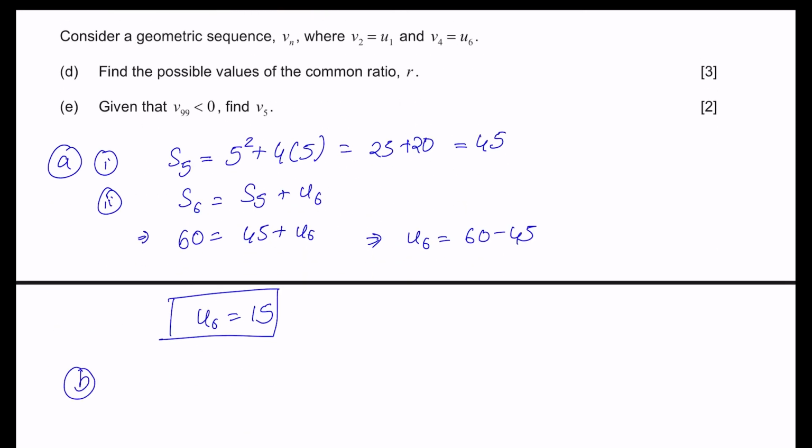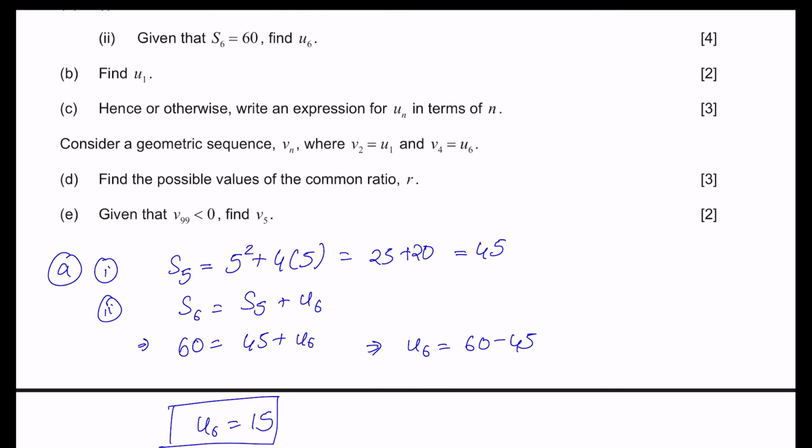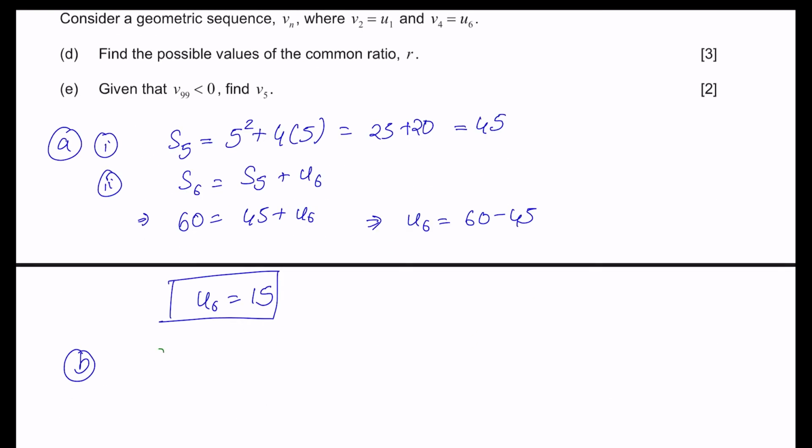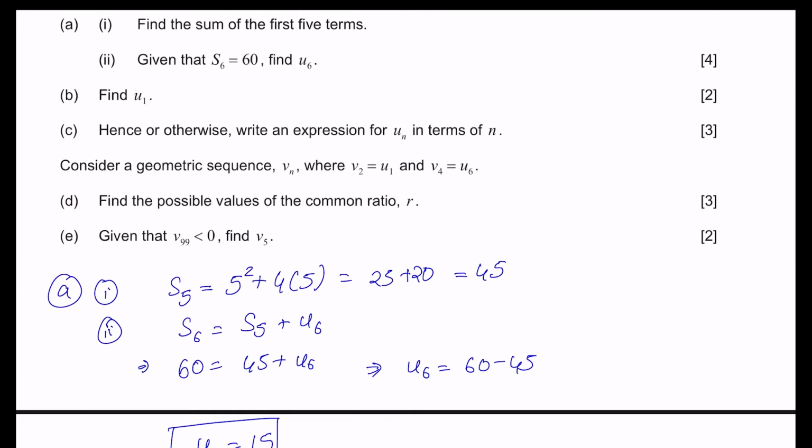Now part B. We have to find u1. How will I find u1? Basically, s1 is u1, the sum of the first one term. So s1 is just u1, since you are just adding the only one term here. So s1 is how much? 1 squared plus 4 times 1, which is 5. Therefore, u1 will be equal to s1, which is equal to 5. So this is the answer to part B.